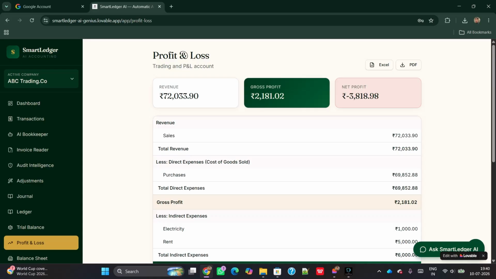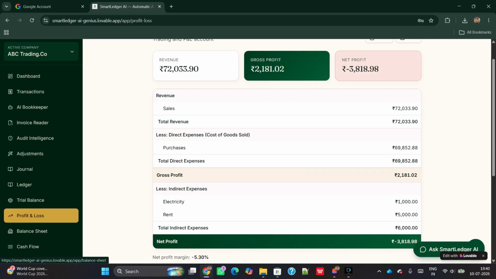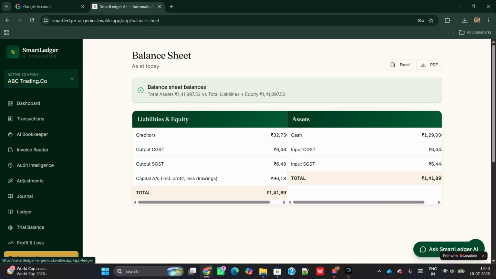And the total revenue of all the transactions is 72033. Yes, so this also the user or the business entity can download in the form of Excel and PDF. So moving towards the balance sheet, which helps the business to find out the financial position. So let's click on balance sheet. Yes, so this is the balance sheet.